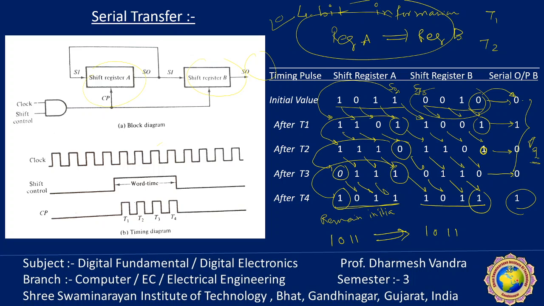And how many clock pulses are required? The width of the bits. Register A has 4 bits, register B has 4 bits. Suppose the word length is 8 bits, then 8 clock pulses are required to transfer the shift register A content to the shift register B content. And in this way, we can say that the computer may operate in serial mode, parallel mode, or combinational mode. All the modes can be here.